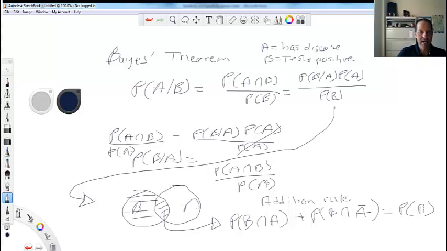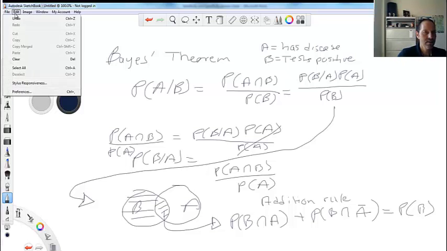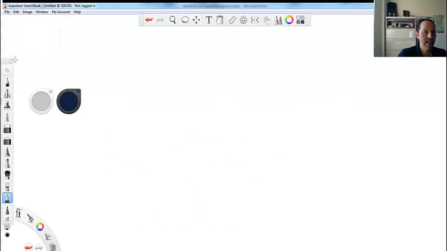I'm going to have to erase due to lack of space here. So let me go ahead and erase this. So I'm going to edit, clear. All right, so let's go back and finalize our formula here.